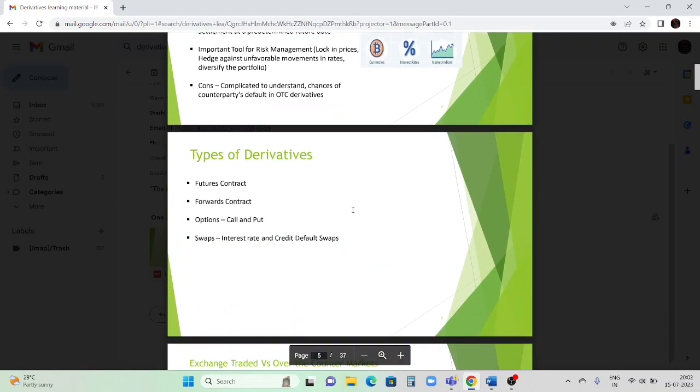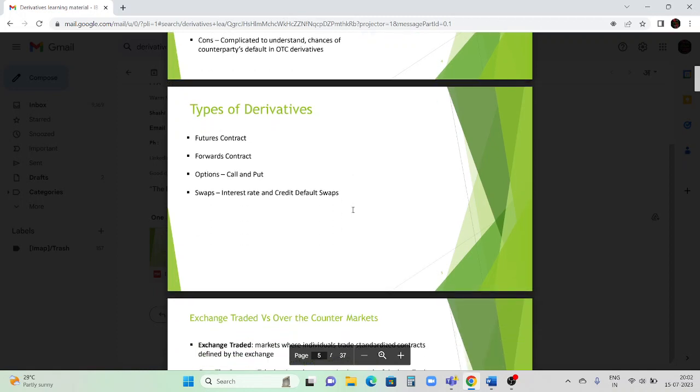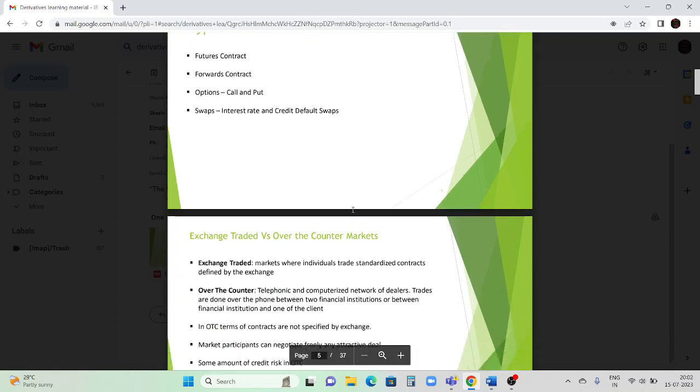If you search on LinkedIn, you will see who hires for this department and what the scope is in this field. We have a similar keyword called corporate actions as well, which comes in investment banking. So what are the types which come under derivatives? Future contract, forward contract, options, put and call, swaps, interest rate swaps and credit default swaps.